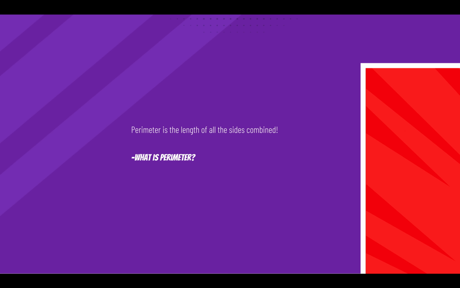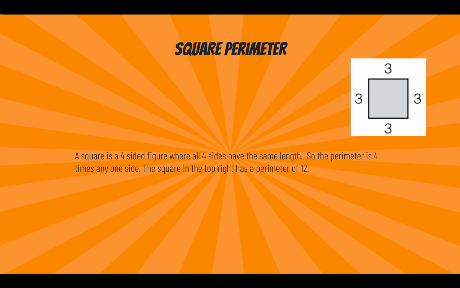Perimeter is the length of all the sides combined. So the border or the edges, whatever you want to call it. So a square is a four-sided figure where all four sides have the same length. So for example, this is a square because all sides have a length of 3. To find the perimeter, you do 3 times 4, or just add up all those sides together, 3 plus 3 plus 3 plus 3, which is 3 times 4, which is just simpler, which is 12. So this square has a perimeter of 12.